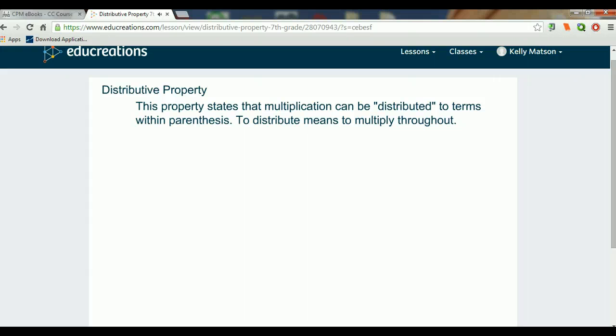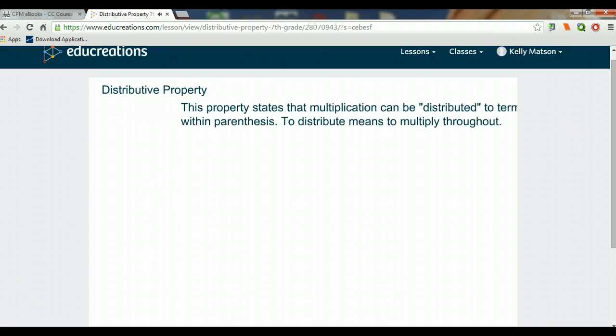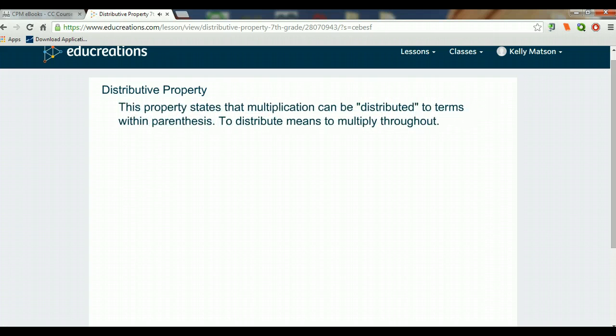So distributive property states that multiplication can be distributed to terms within parentheses. To distribute means to multiply throughout. That means you are going to multiply throughout. You're going to keep using multiplication. That's what distributive property is. It's using multiplication.